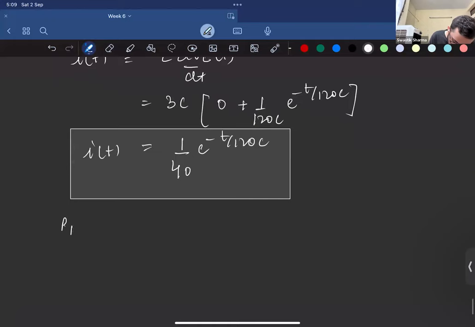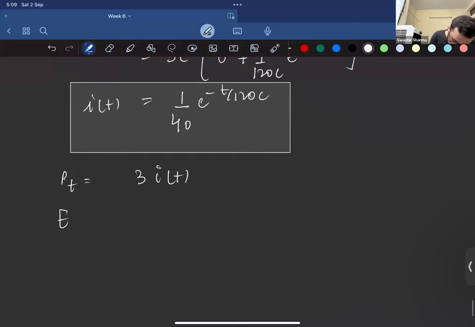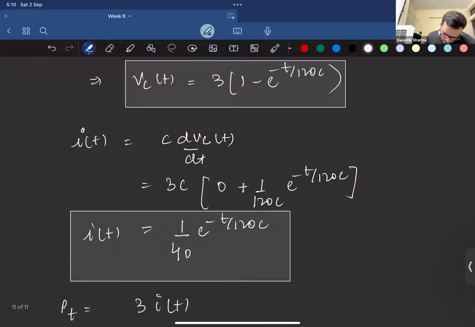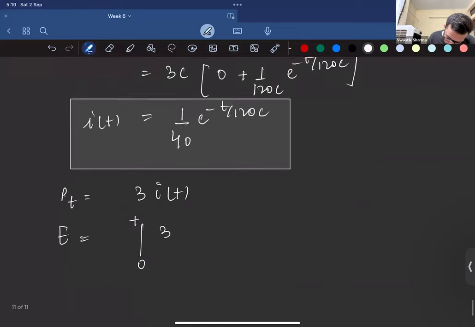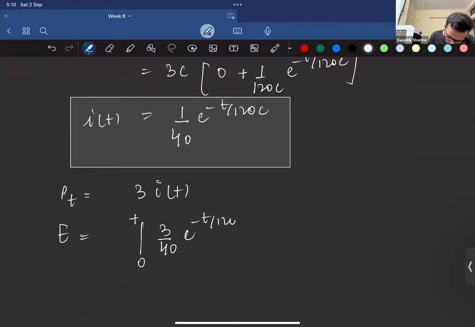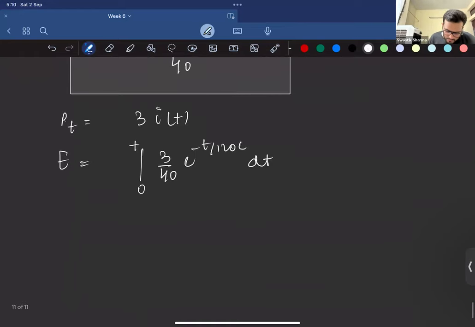Okay, so p(t) is what? v times i(t). So energy is nothing but the integration from 0 to t of 3 by 40, e to the power minus t by 120C, dt. So can you tell me what exactly will be this integral? Quickly. Yeah, tell me, Ramkishore.